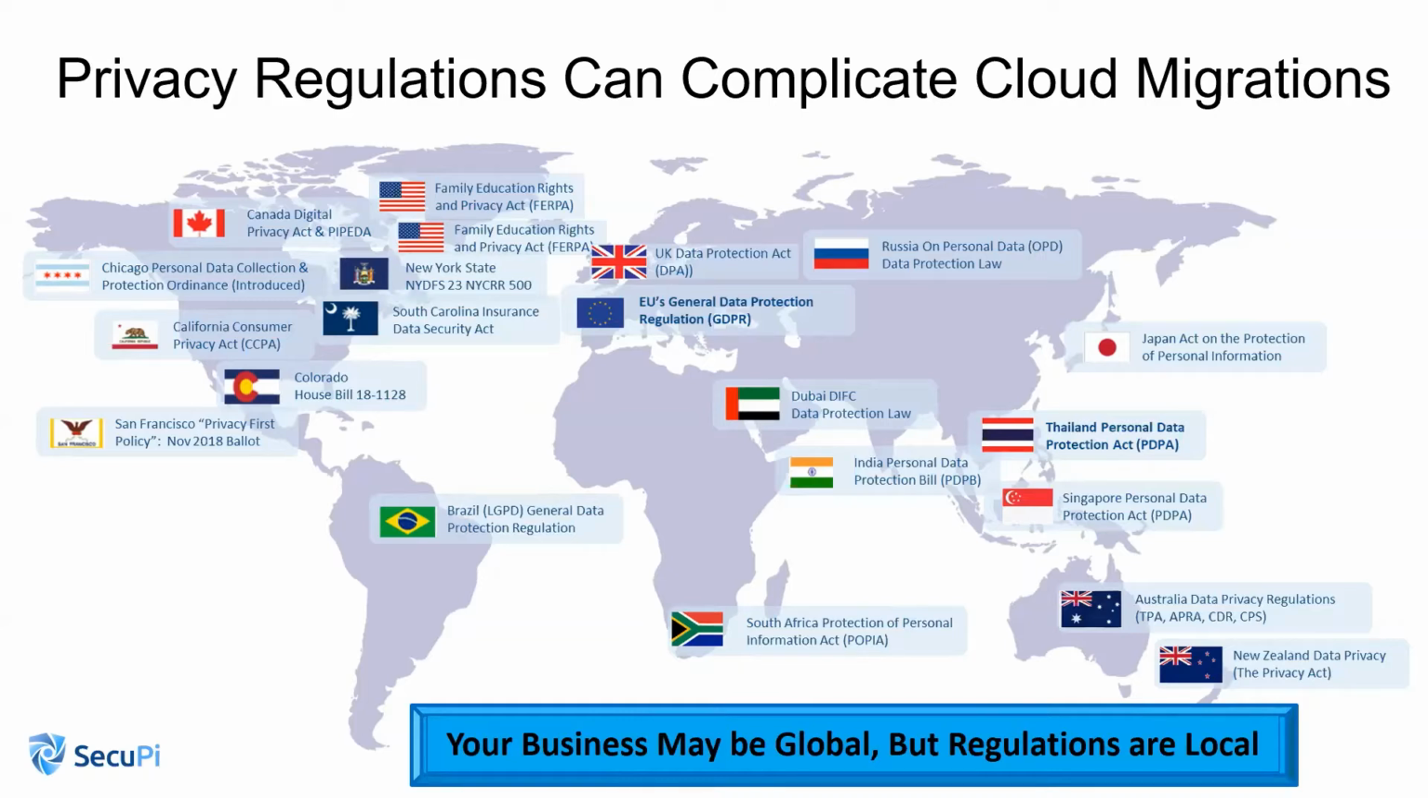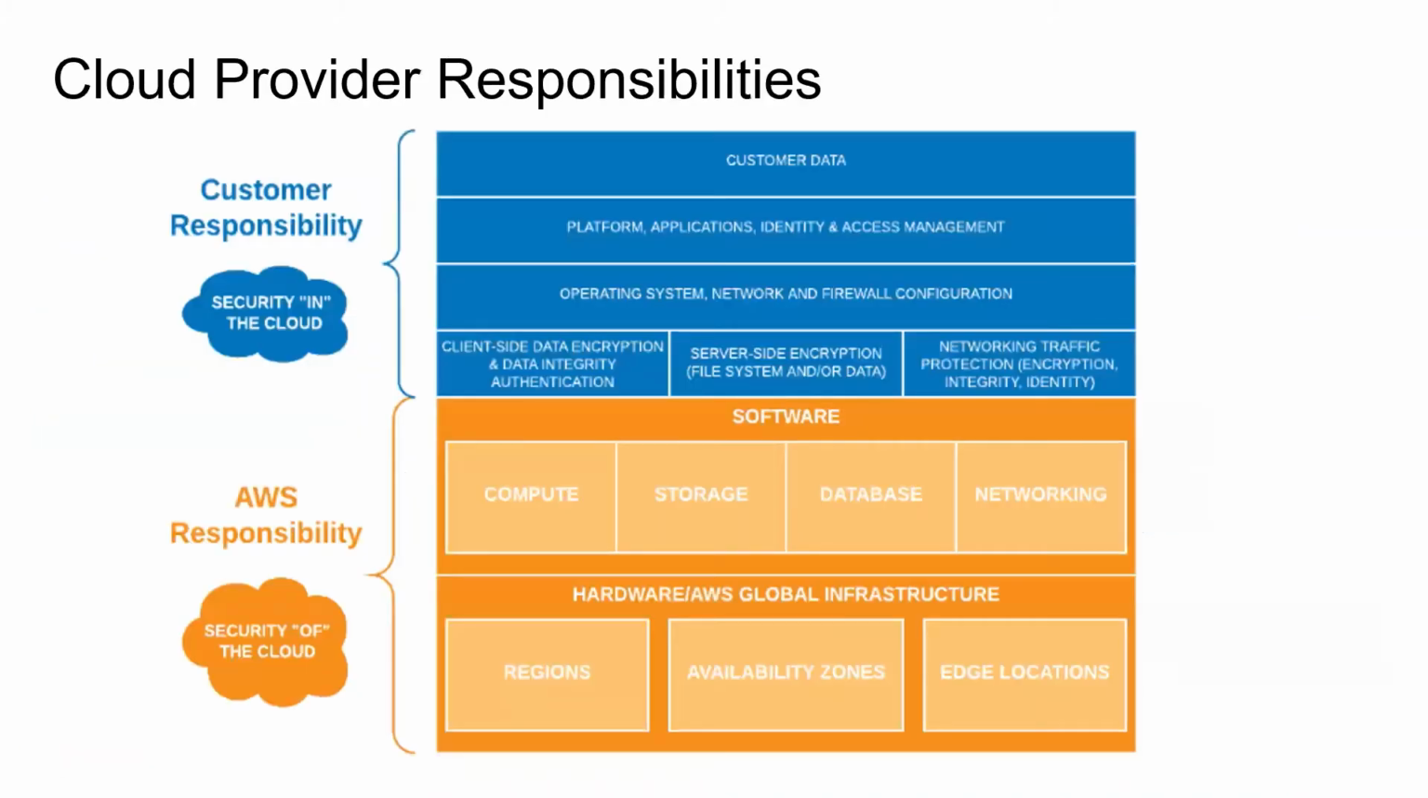You still have to think carefully about data localization, data sovereignty, right? Logical versus physical location of data. All of those are going to have an impact on your security architecture design for your cloud. So when you look at cloud provider responsibilities, this happens to be from AWS, but this is essentially the same at Microsoft and at Google.